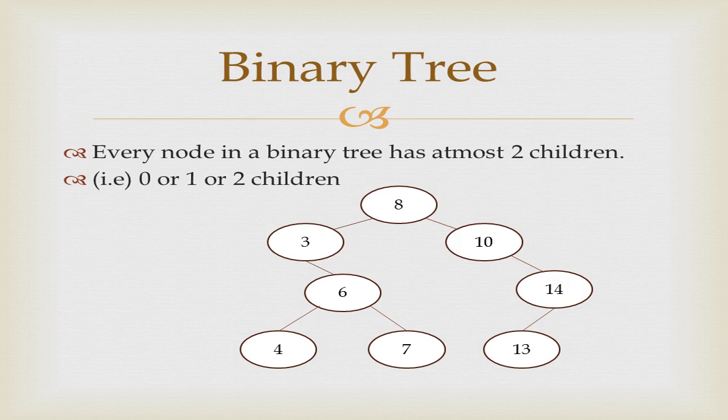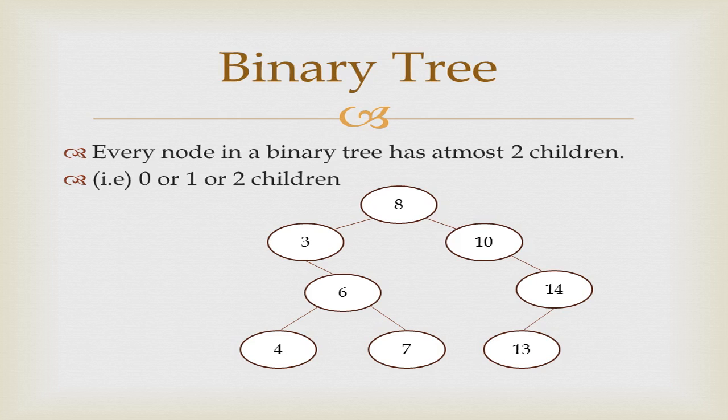If you take the node 8, it has got 2 children, 3 and 10. If you take the node 3, it has got 1 child, 6. 6 has got 2 children, 4 and 7. 4 and 7 have no children, they are leaf nodes. Similarly, if you go on to the right subtree, 10 has got 1 child, 14, and 14 has got 1 child, 13, and 13 is a leaf node. So this is an example of a binary tree.